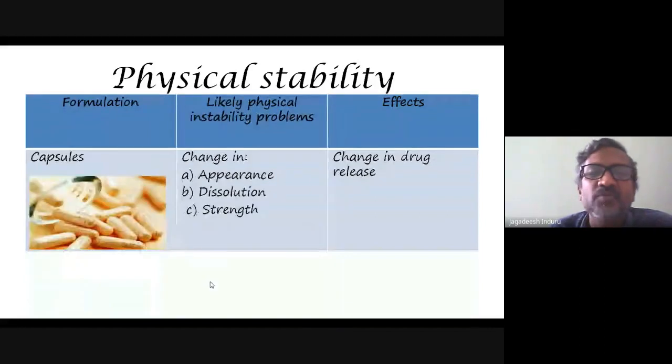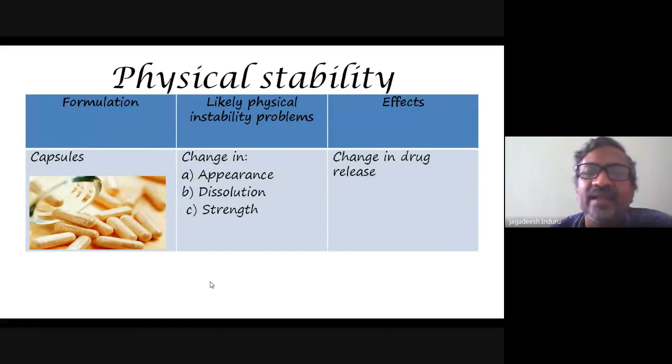Another one is a capsule. Capsule will have appearance, dissolution, and strength. Most of the time, the strength depends upon the humidity. So when the humidity is very high, the capsule will become sticky in nature. When the humidity is very low and it is exposed to the environment, it will become brittle. It will become like a powder. When you take it in the palm, it will become a powder-like thing.